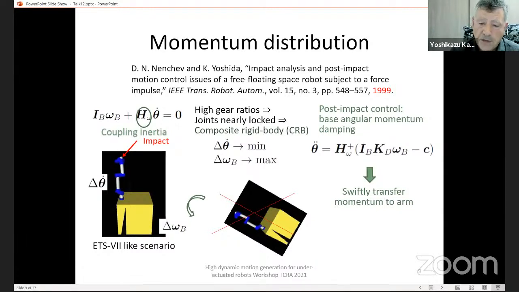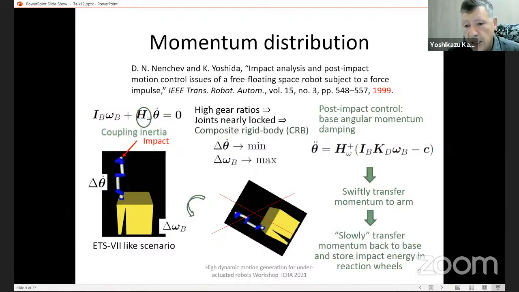What is this momentum transfer? The manipulator arm is moving fast, so what we have to do is bring back the momentum and transfer it again to the base. But we do it slowly because it's a matter of time. In this way, we can use the reaction wheels in the base and store the impact energy in the reaction wheels. So it's a momentum transfer and energy transfer. If you store this in the reaction wheels, later you can use the jet thrusters to get rid of it eventually. So this is one example.